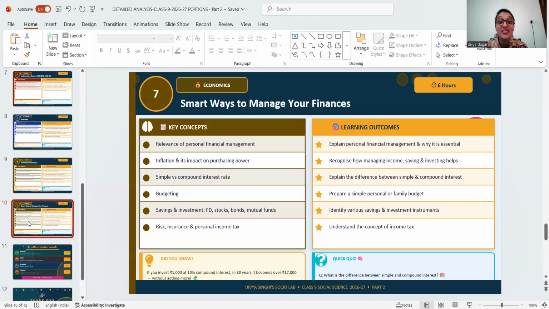Now, the last chapter is Smart Ways to Manage Your Finances. So, children, this chapter deals with students. You all might get some pocket money, right? This chapter teaches us how to manage that pocket money. Children, suddenly prices increase, which is inflation. So you are going to study what inflation is and how you can manage your finances during inflation. We will study all these topics in Smart Ways to Manage Your Finances. Savings, where you should save, where you should invest. You might have heard your parents talking about investment, FDs. So what are all these concepts, we will study in this.